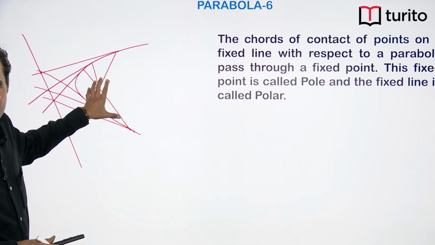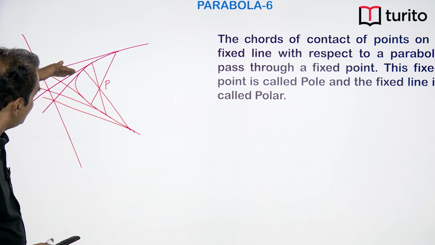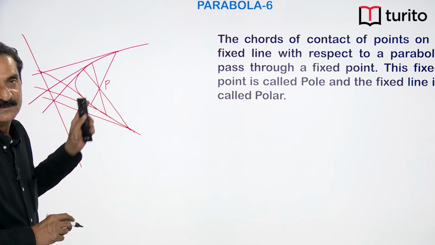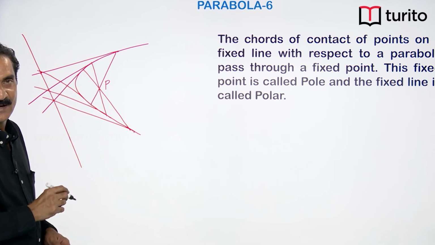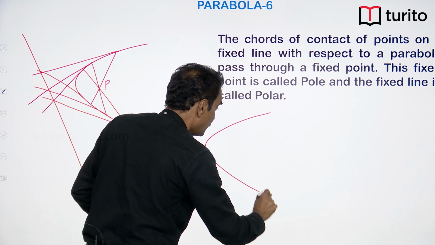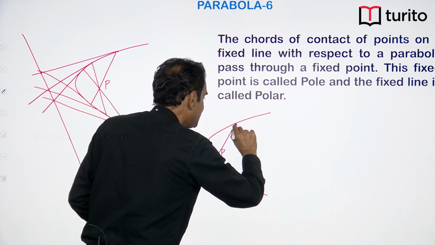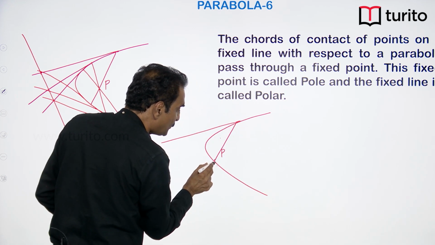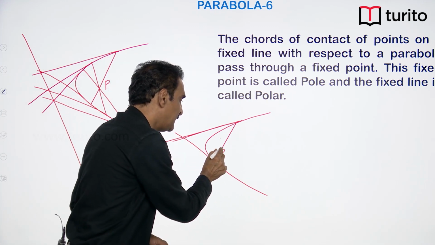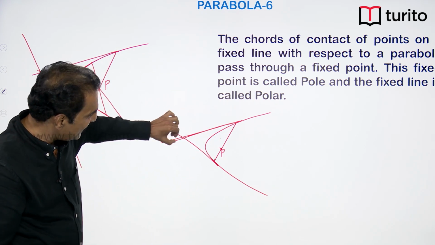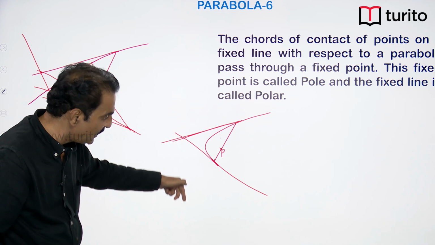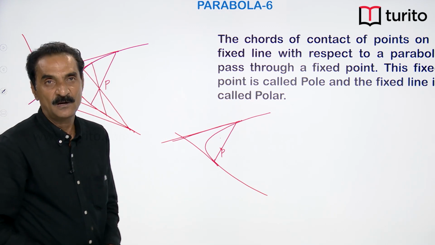If you take chords passing through the pole, at the end points of the chords, if you draw tangents, the intersection points of those tangents lie on a fixed line. This fixed line is polar, P is pole. So, the polar can be defined as locus of the point of intersection of tangents drawn at the ends of chords passing through the pole P. Through P, draw a chord, draw tangents at the ends of the chord, you will get intersection point. As the chord is moving, this point will be moving. This will be moving on a fixed line. That fixed line is called polar, polar of P.